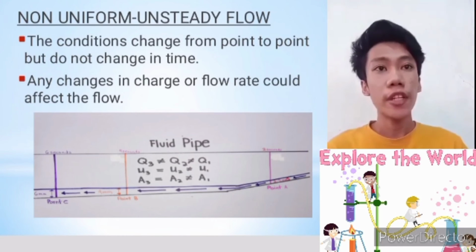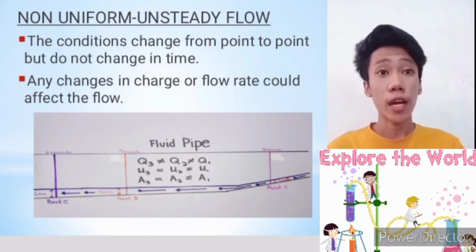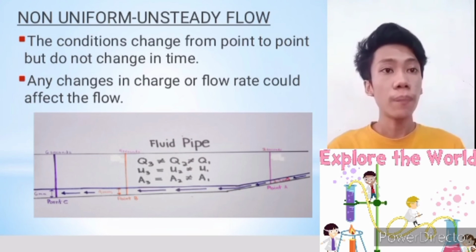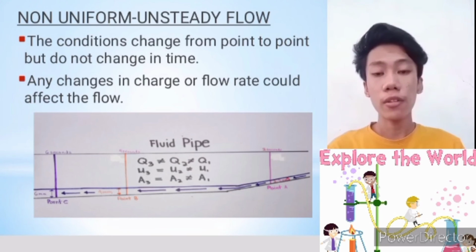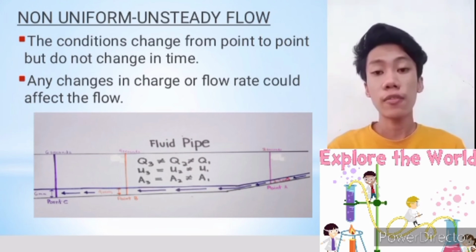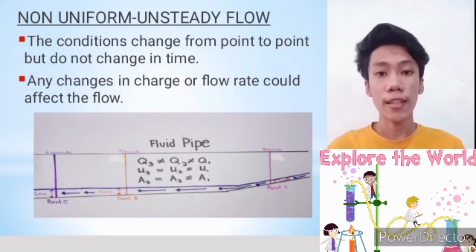So next we have the non-uniform unsteady flow. The conditions change from one point to another along with the time. Any changes in discharge or flow rate could affect the flow. So in our illustration, we can see the relationship between the parameters. As you notice, discharge 1 is not equal to discharge 2, and discharge 2 is not equal to discharge 3. So as you can see, the viscosity at every point is different from each other. That is the cause of the different discharge at every point.